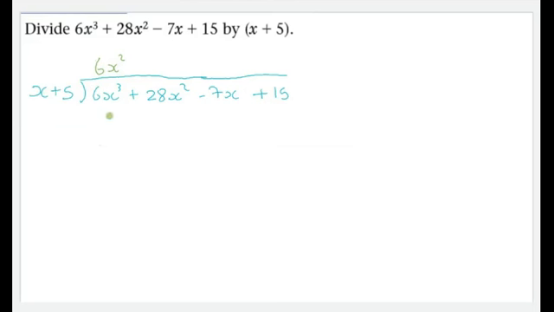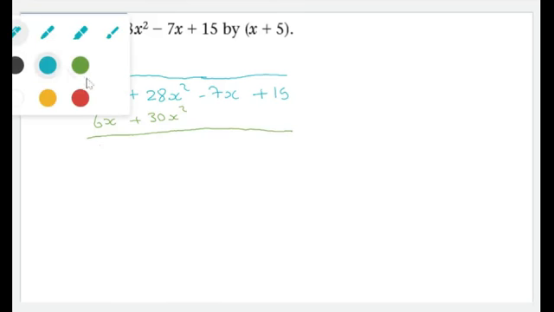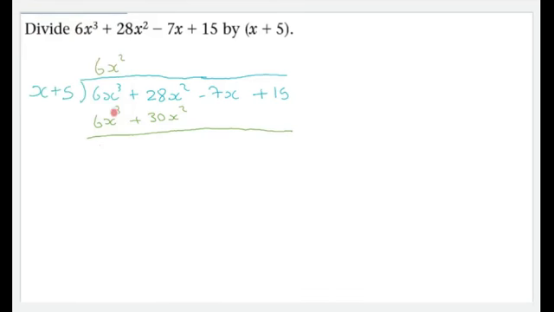So 6x squared times x gives you 6x cubed. 6x squared times the plus 5 gives you plus 30x squared. And then we take that away to work out the remainder. So 6x cubed take away 6x cubed is 0. 28x squared take away 30x squared is minus 2x squared. Minus 7x take away nothing is minus 7x. 15 take away nothing is plus 15.